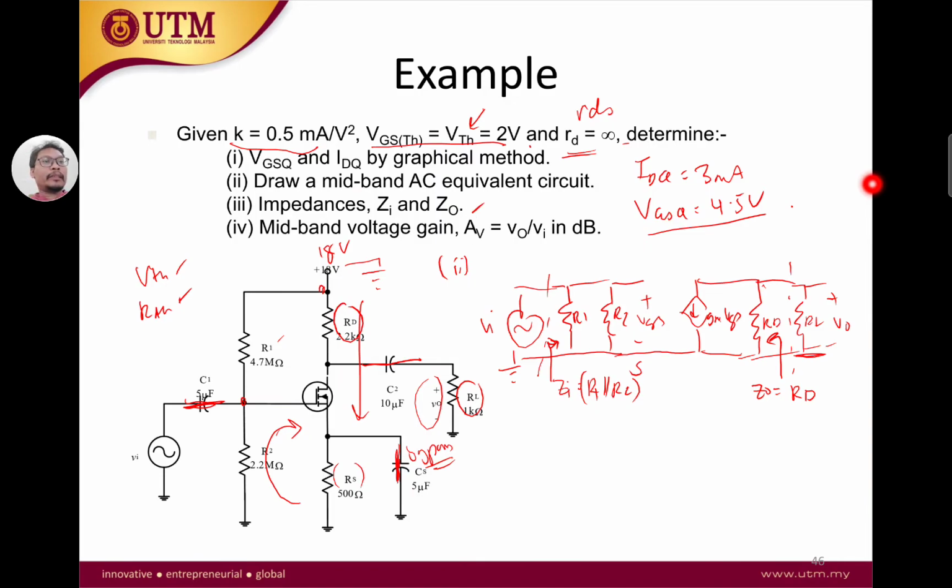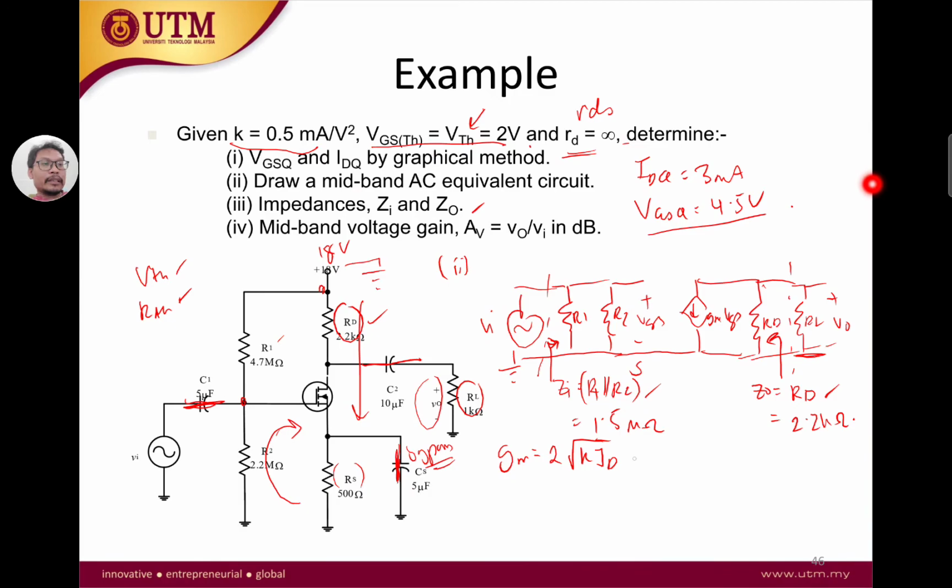So find the impedance. These values are given to you, R1, R2, so Zi is just going to be 1.5 megaohms. If you calculate, Z out is simply 2.2 kilo ohms, which equals RD right here. Okay, so let's calculate AV. We need to calculate GM first. Remember that GM equals 2 square root of K IDQ.